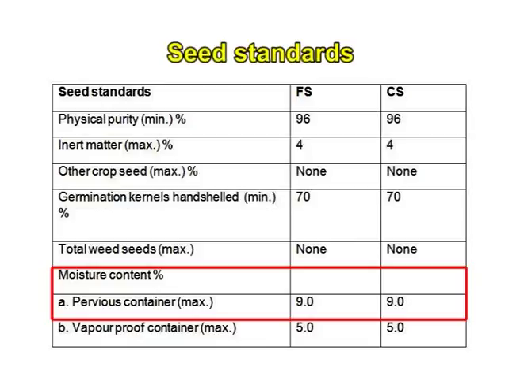The moisture content in case of pervious container for foundation and certified seed production is 9%. Vapor proof container, it should be 5% for both the foundation seed production and certified seed production.